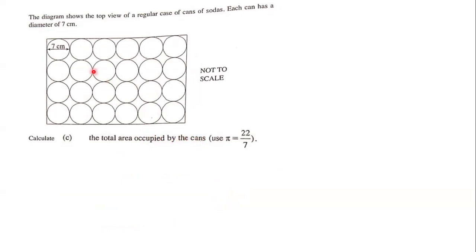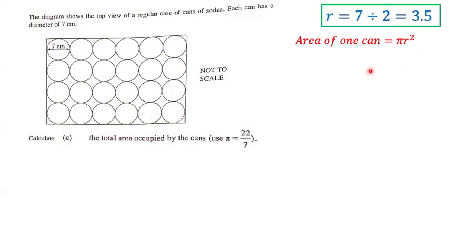Next, our goal is to determine the total area occupied by the cans. And so what we're going to do is figure out what is the area occupied by one can, all right? And then we're going to multiply it by the number of cans that are inside of this case. And so the area of one can is, it's a circle, right? So we have to use the area of a circle, which is pi r squared. Pi in this case is 22 over 7, and r is going to be the radius. So r is going to be half of 7, which is the diameter. So 7 divided by 2 is 3.5.